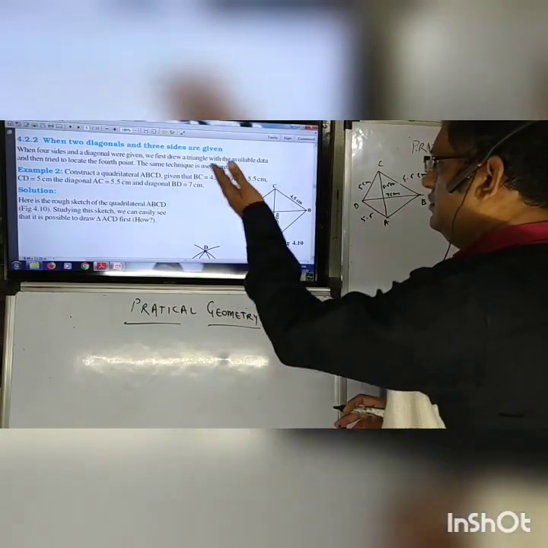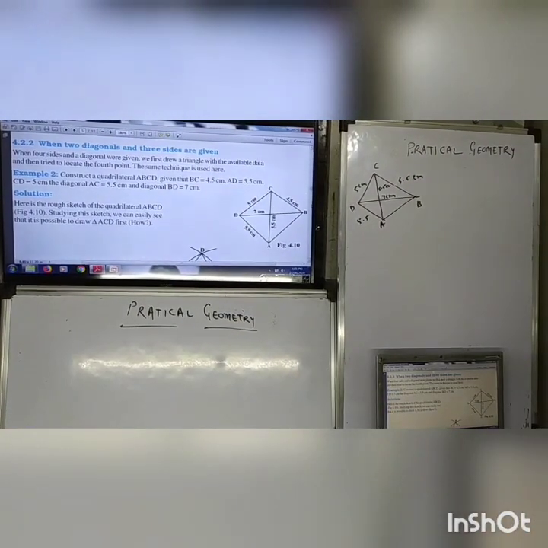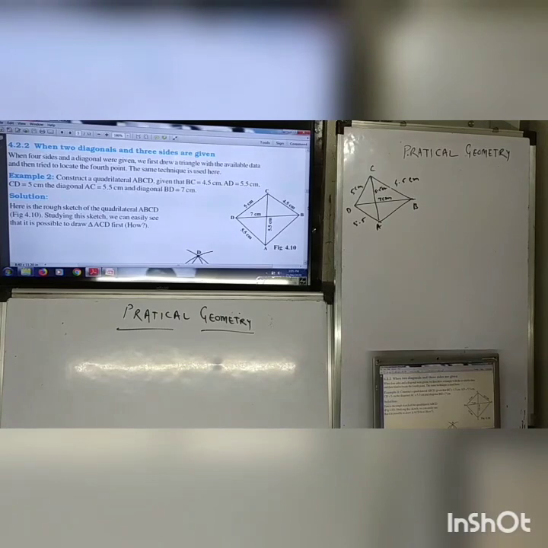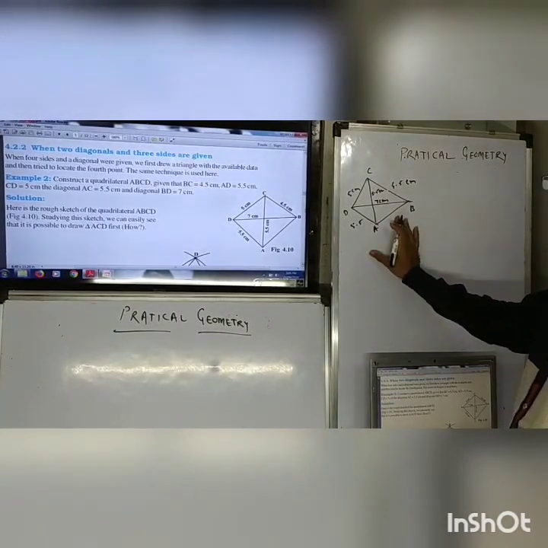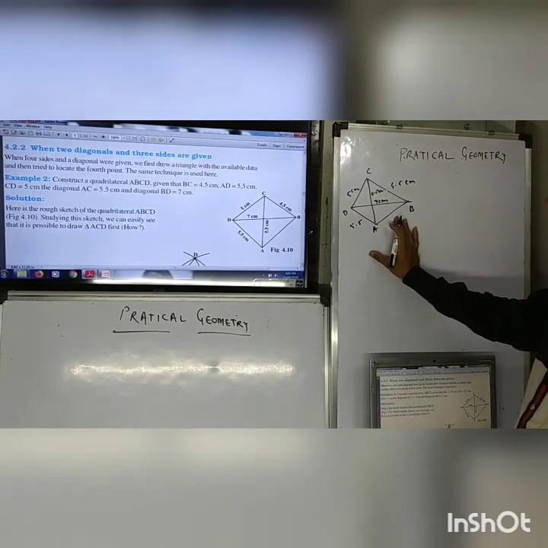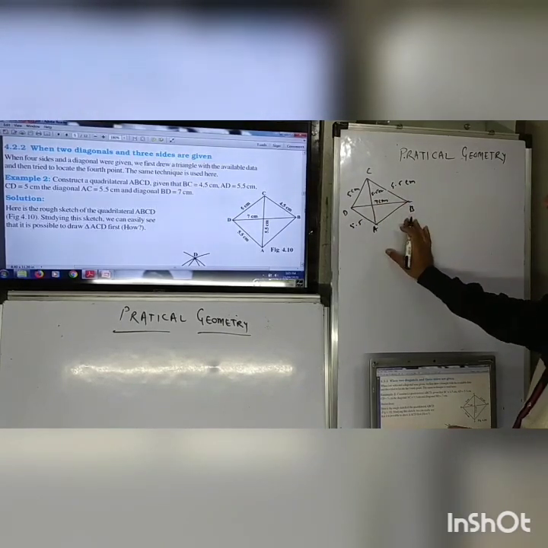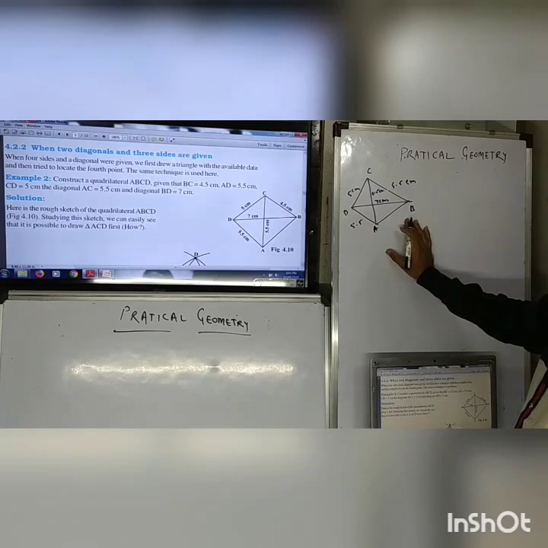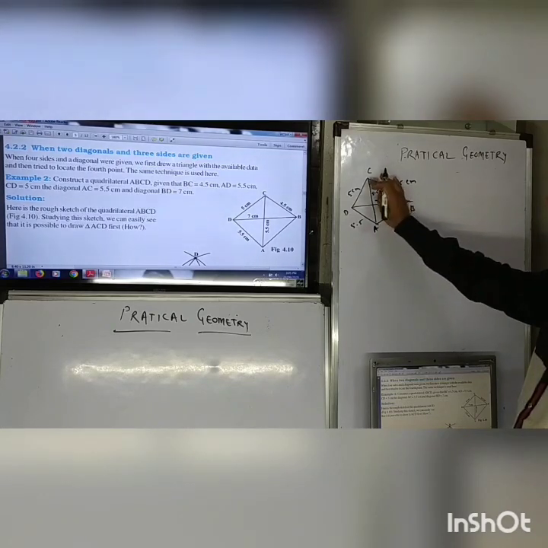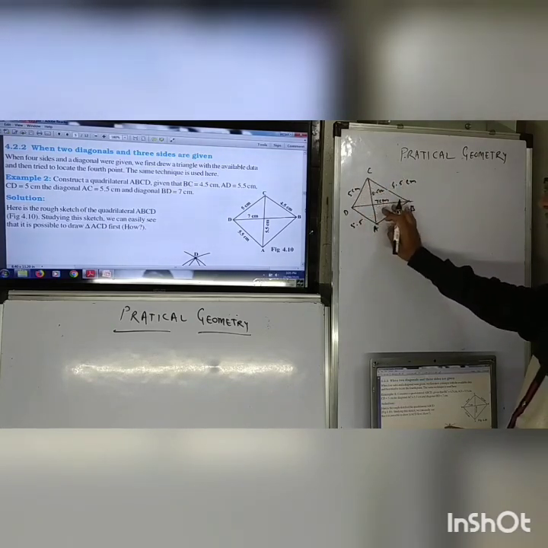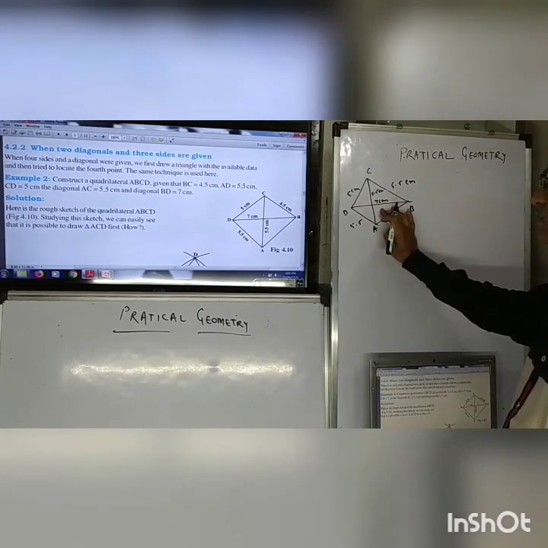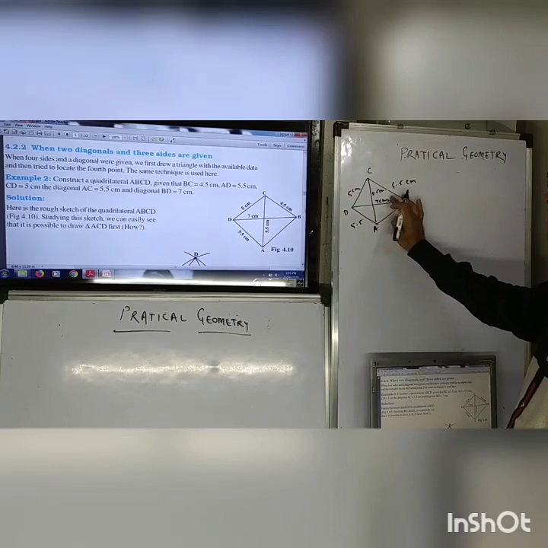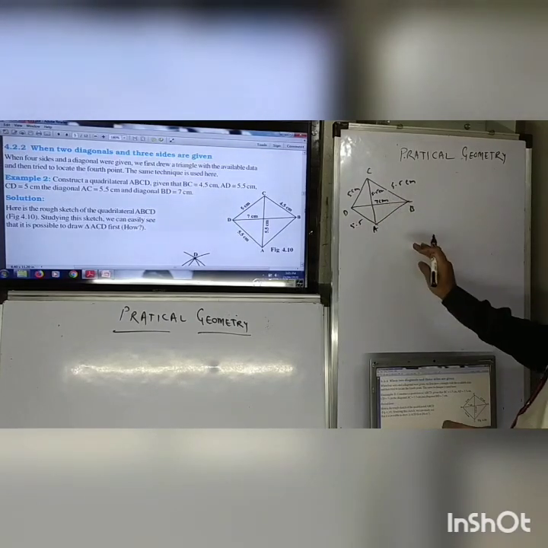Now let us do the construction of a quadrilateral when two diagonals and three of its sides are given. First of all, sketch the rough diagram. In this diagram, these two diagonals are given. So first of all, we construct one triangle. In this triangle, CD equal to 5 cm, BD equal to 7 cm, and BC equal to 4.5 cm.